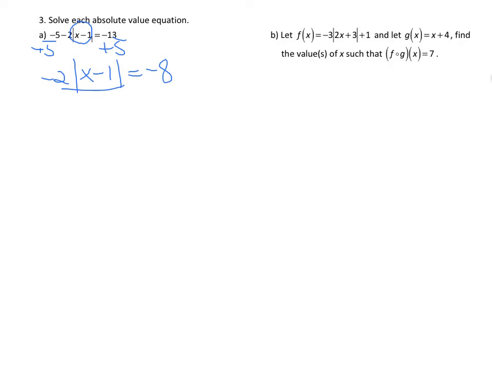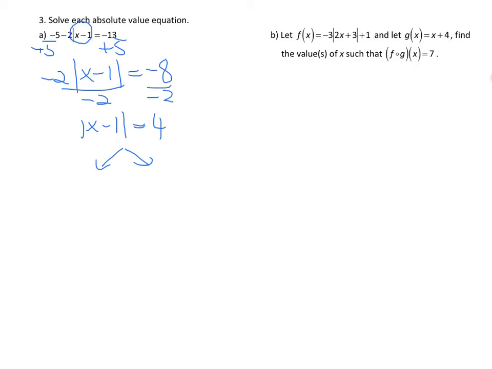Next, I'm going to divide both sides by negative 2, and we get the absolute value of x minus 1 equals 4. Now that I have the absolute value by itself, I want to make sure that the number on the right side is positive because absolute value quantities can only be positive. And since it is, I'm going to go ahead and split this into two equations.